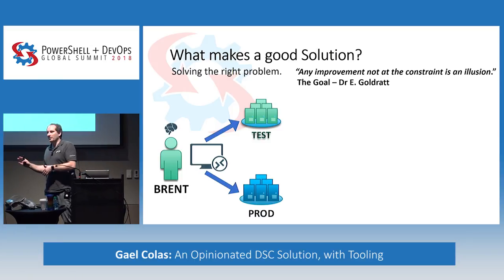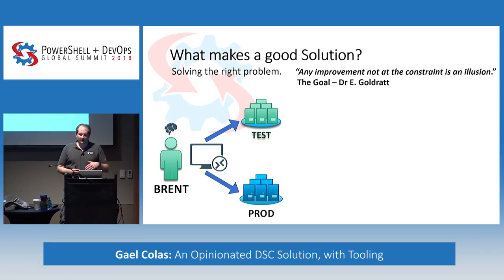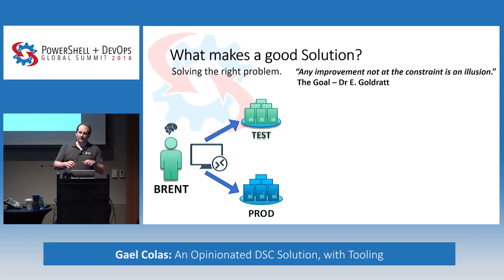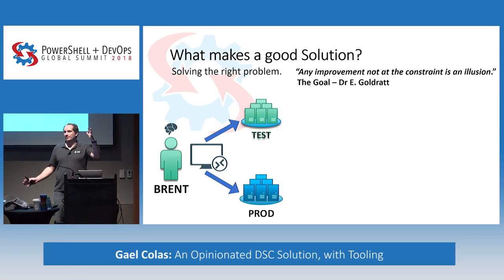Most of the time, this doesn't work that well, because the changes in test are not exactly reproduced in prod. When you do prod, you realize prod is actually not an exact mirror of test, and then you have some drift in there, and you do a quick fix only in prod. So over time, test and prod don't look at all the same.